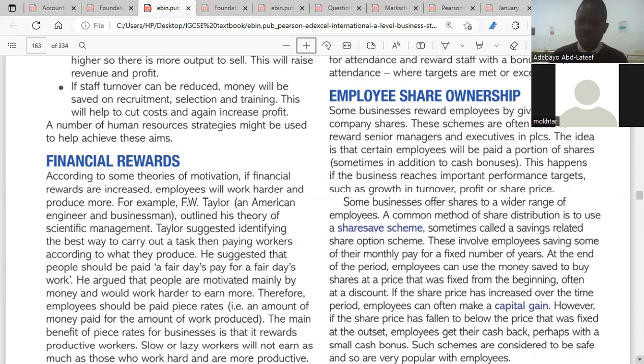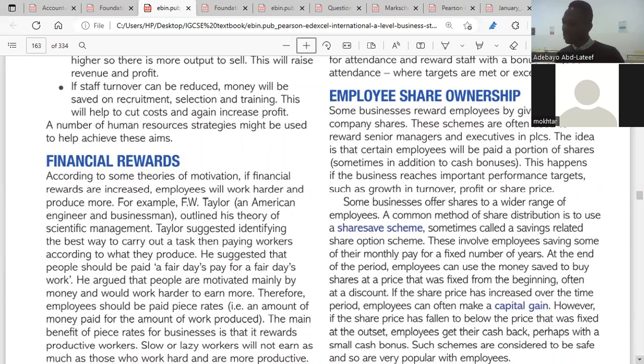When we talk about a share save scheme, it means the workers are keeping a certain percentage of their wages, to, at the end of it, become a shareholder. So they save a certain part of their salary to become a shareholder. So that could also improve employees' motivation and productivity, and reduce staff turnover. Because when an employee becomes an owner of a business, they wouldn't want to leave the business. They would want to continue to work in the business. That's another way.